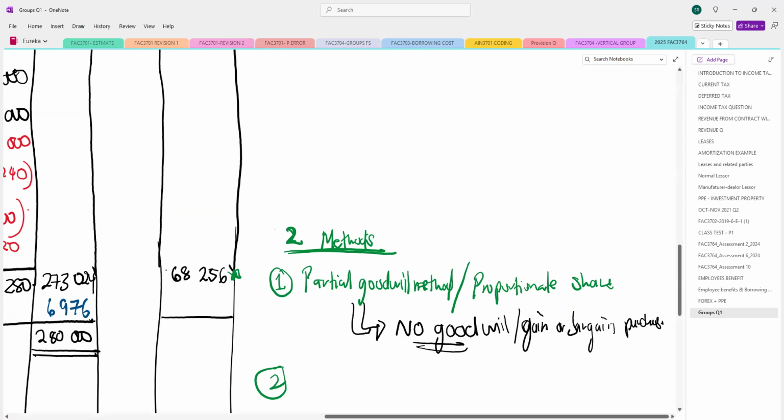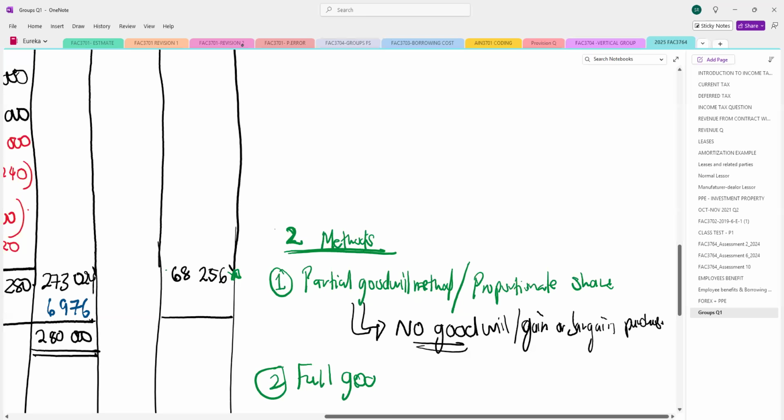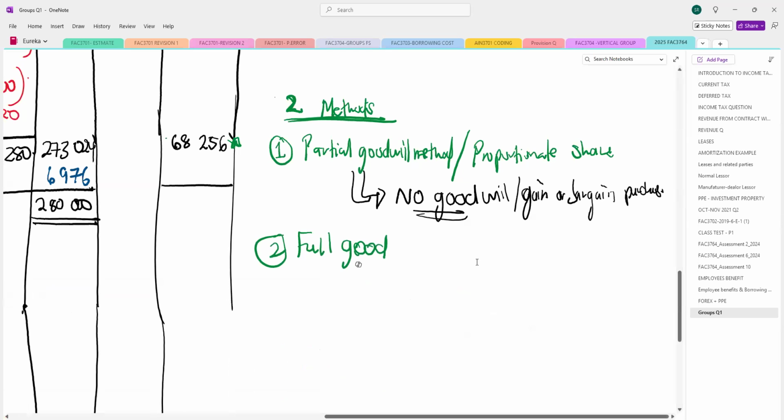This is if they use the full goodwill method. Also, guys, this method was not examined in second year, and this is only examined in third year. So those of you that did groups last year, you would see that we did not apply the full goodwill method. Maybe you were just told, but it was not examined. But now in third year, we use both the partial and full goodwill method.